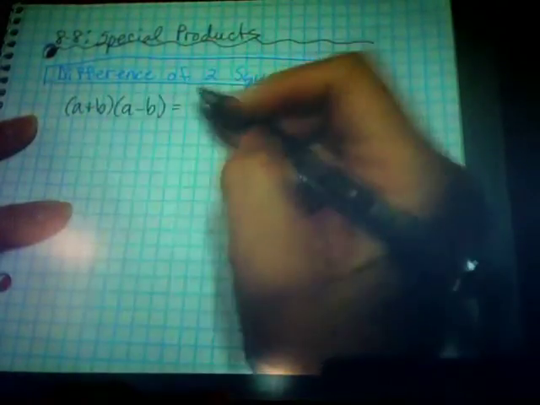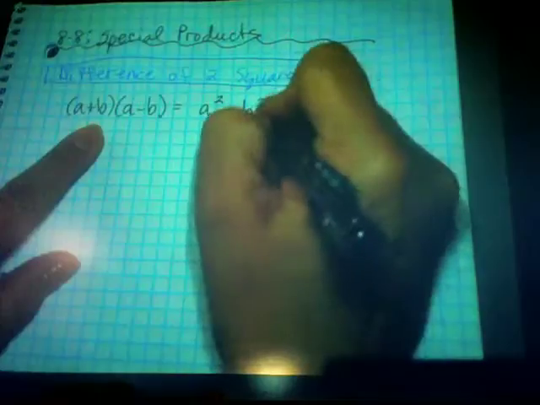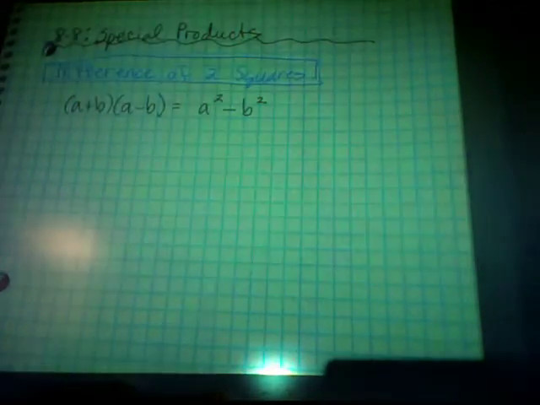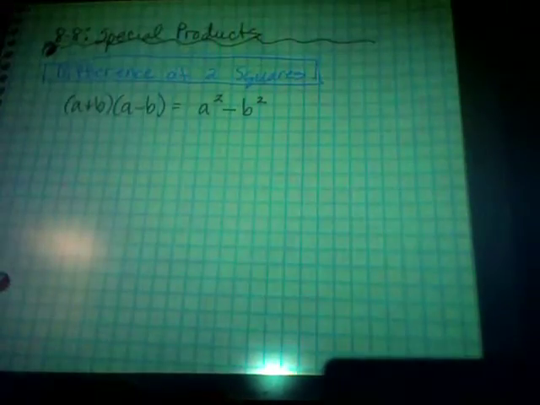All right, so the difference of two squares says that if you have a plus b times a minus b, you can shortcut your double distribution or your foiling by just saying it's the first term squared minus the second term squared. It's like a blueprint telling you how to do a shortcut. Memorize it.